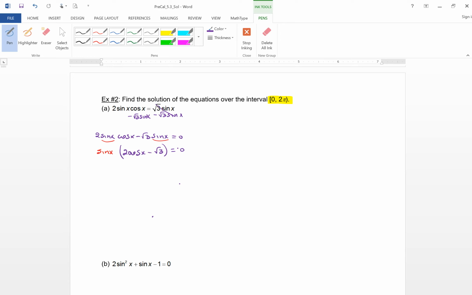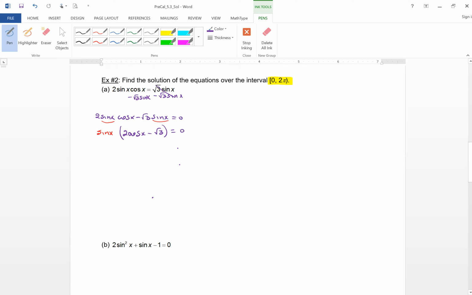Okay. Now, you know how when we solve a quadratic equation by factoring, we get something like this, (2x minus 3)(x plus 2) equals 0. And then what do we do? We set each one of them equal to 0, right? That's what we're going to do here. We're going to set each one of these equal to 0.